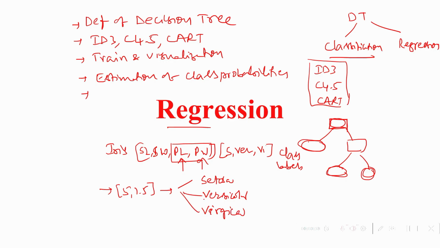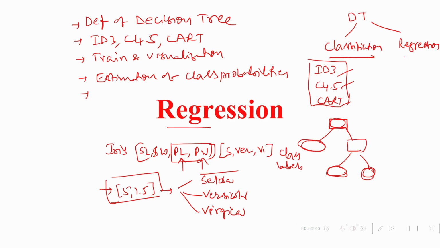This type of problem is called a classification problem. For the given input features, you have to provide the corresponding class label. Here we estimate the class label with the help of a decision tree, which is constructed with the help of the ID3 algorithm, C4.5, or CART algorithm. That is already known.